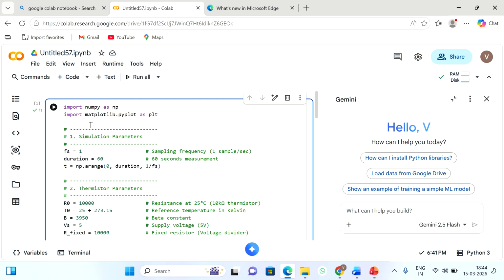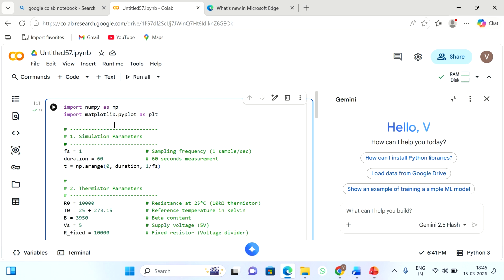So first we import numpy as np. It is used for mathematical calculations such as logarithm, sine, exponential and arrays. And then matplotlib.pyplot as plt. It is used to plot graphs such as a histogram, a graph of one parameter versus another parameter, a box plot and so on.